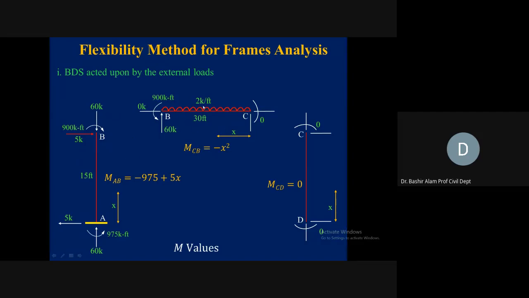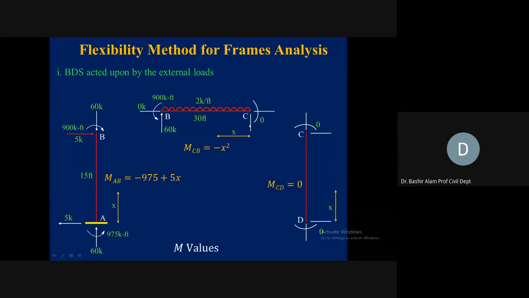Now let's put member BC in equilibrium. So 60 in the upward direction and 2 times 30, 60 in the downward direction. So the balance coming at C now is 0. 60 minus 60 is equal to 0. So upward here is 0. Horizontal at B is 0, so horizontal at C is also 0. Summation of Fx is equal to 0.